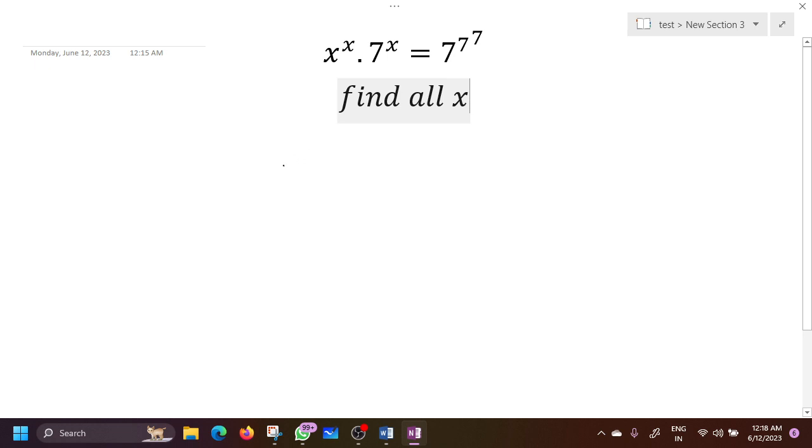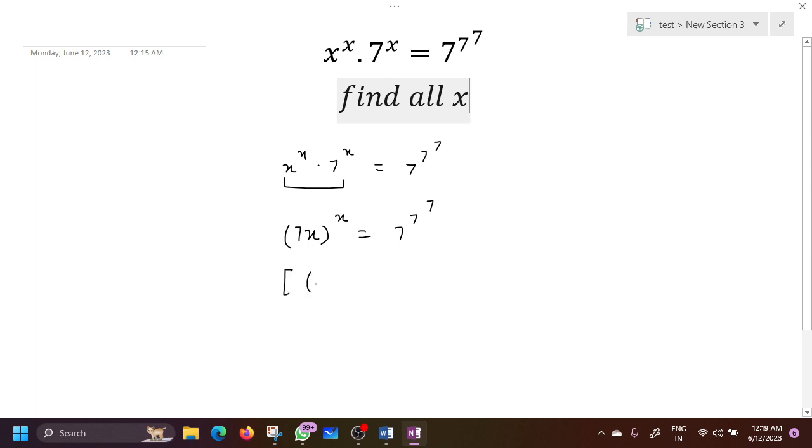Actually, we have x raised to the power x into 7 to the power x is equal to 7 to the power 7 to the power 7. Now I'm going to use a trick in which I'll take the power 7 again on both sides. First I will club these two terms because they have the same power, so I can write (7x) to the power x is equal to 7 to the power 7 to the power 7, and now I am going to raise to the power 7 on both sides.